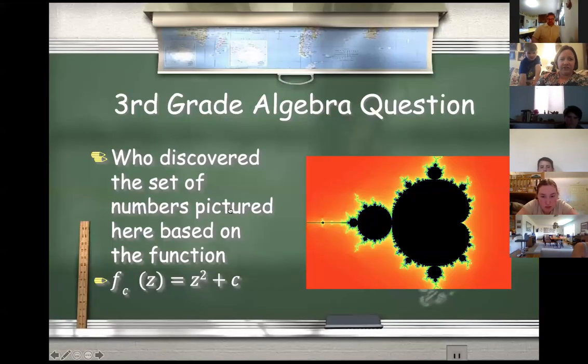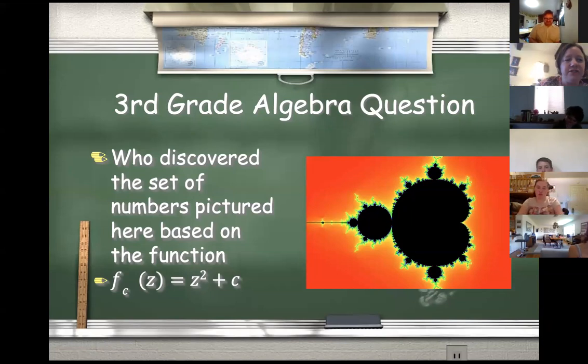All right, your question is, who discovered the set of numbers pictured here based on the function fc of z equals z squared plus c? Which mathematician discovered the set of numbers pictured here based on the function fc of z equals z squared plus c? Okay. I don't know this at all.